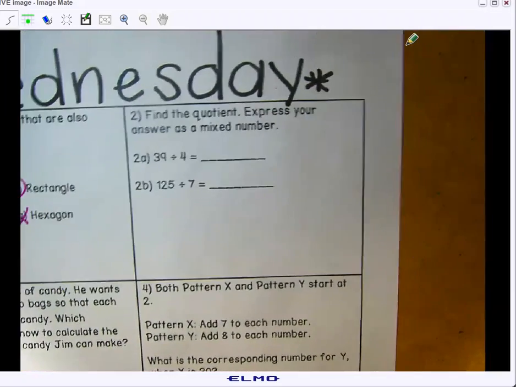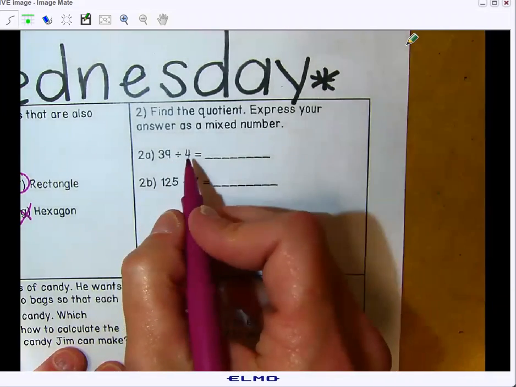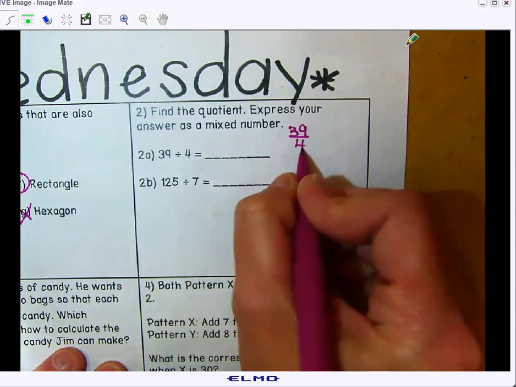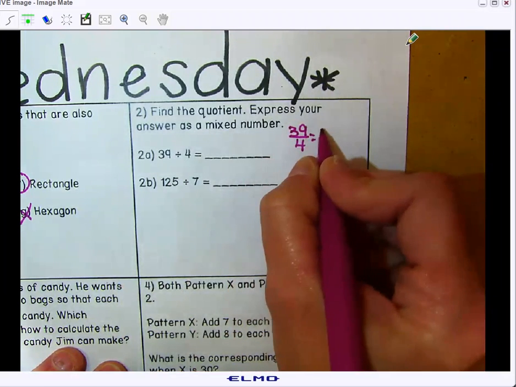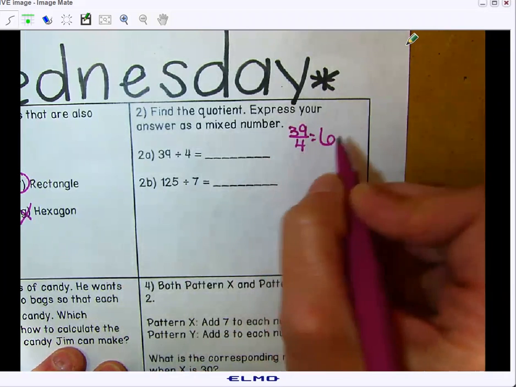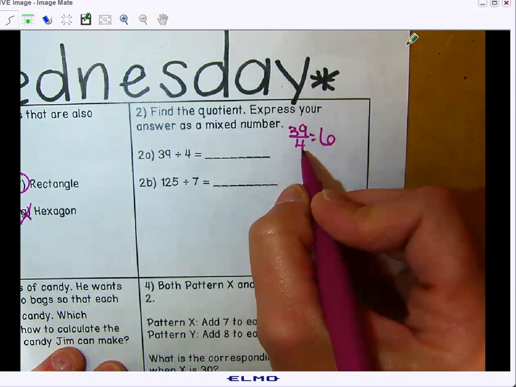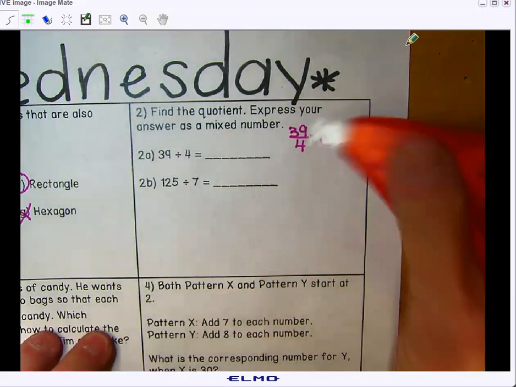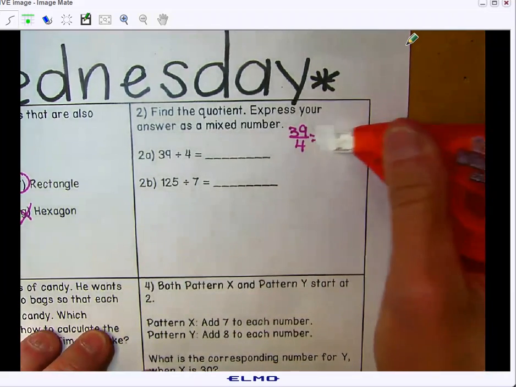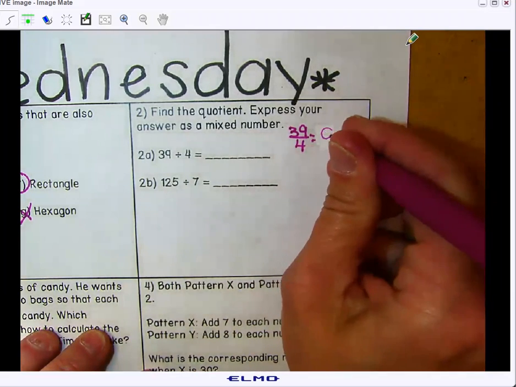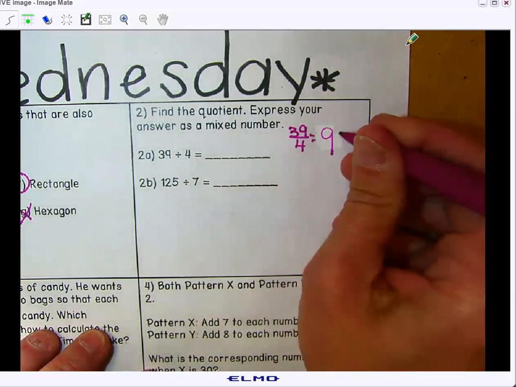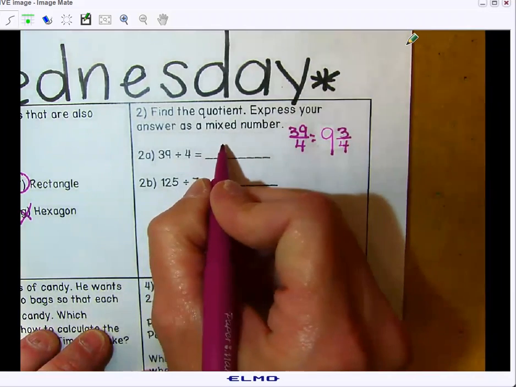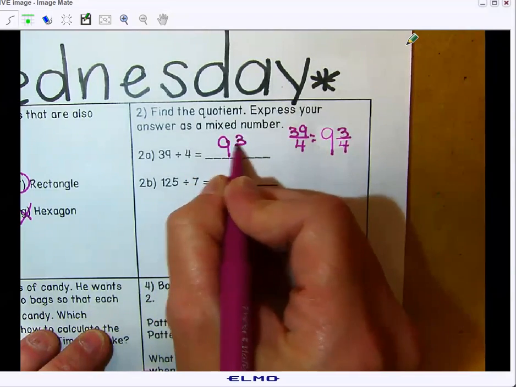Find the quotient, express your answer as a mixed number. So we know that we could also write 39 divided by 4 as 39 fourths. And we know that 4 can go into 39 9 times. I know you're yelling at me. 9 times 4 is 36, and 36 from 39 is 3, and the denominator stays the same for 9 and 3/4.